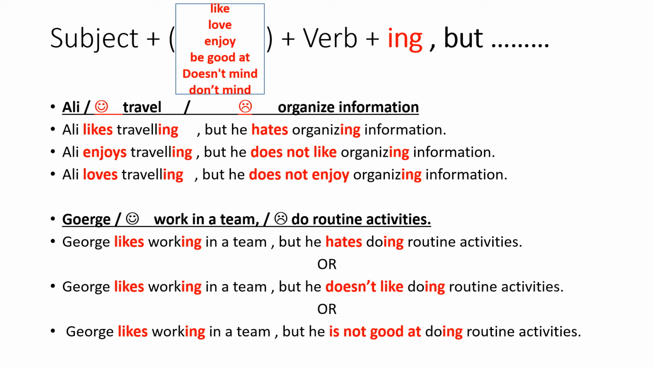So here you have three examples. You can use this sentence pattern to express that a person loves, likes, or prefers doing something, and on the other side we give the opposite meaning: but he hates, he doesn't like, he is not good at.